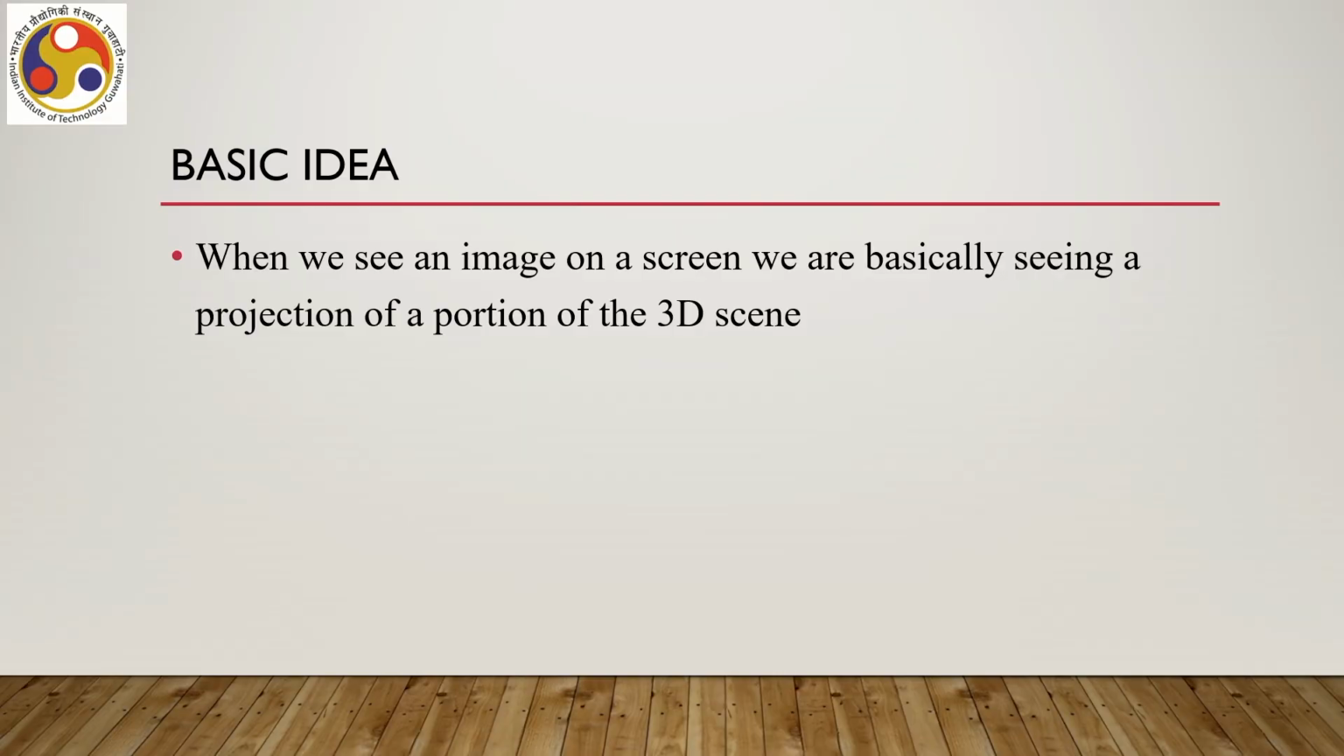So, what is the basic idea? The idea is that when we see an image on a screen, any screen including an HMD, we are basically seeing a projection of a portion of the 3D scene. So, we have a 3D scene which we have constructed and illuminated with our earlier stages. Now, when we say that we are trying to render it on a computer screen, then essentially what we are doing is selecting a portion of it and then projecting it from the 3D scene to a 2D display plane or 2D view plane.